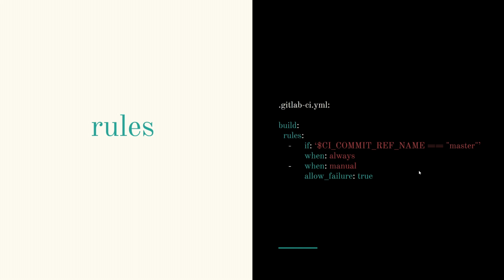In this job, we have 2 rules. If the pipeline is created on master branch, then the first rule evaluates to true and we spawn the job. We also changed when keyword from default on success to always. So we always spawn the job on master. And if you push your changes on, let's say, develop branch, the first rule evaluates to false. So we go to another rule because we don't check anything in this rule. It always evaluates to true. So we can treat it as a default rule. Then the job is manual and it can fail.